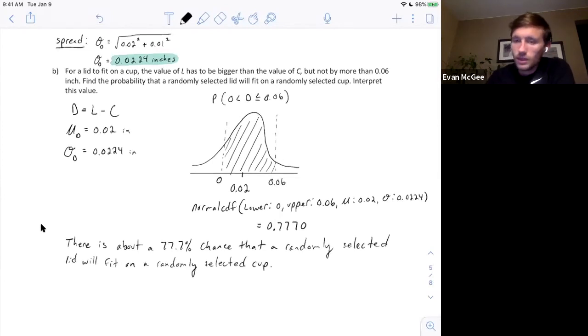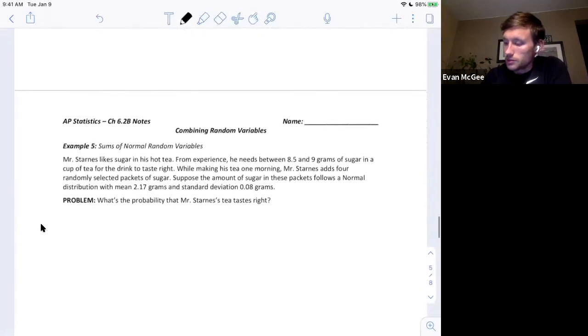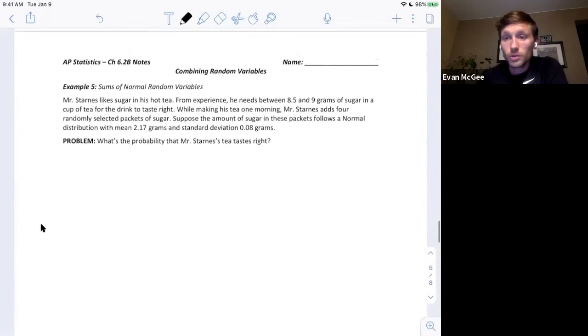Let's look at one last example of combining random variables that are normal. And remember, normal distributions are always represented by density curves. So we have Mr. Starnes, and he likes sugar in his hot tea. From experience, he needs between 8.5 and 9 grams of sugar in a cup of tea for the drink to taste right. While making his tea one morning, Mr. Starnes adds 4 randomly selected packets of sugar.